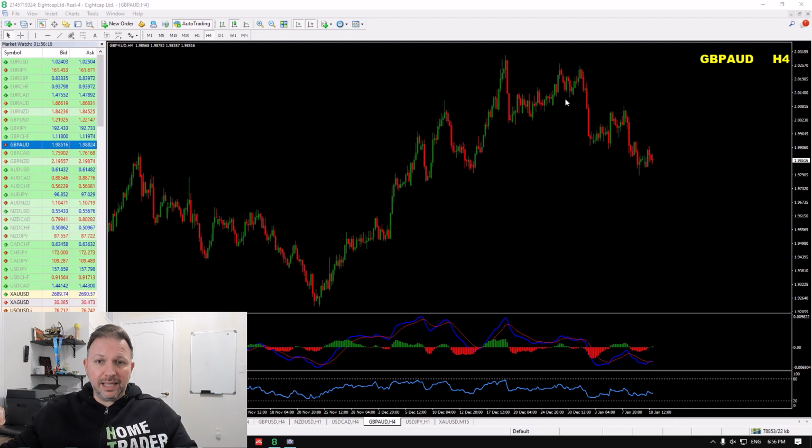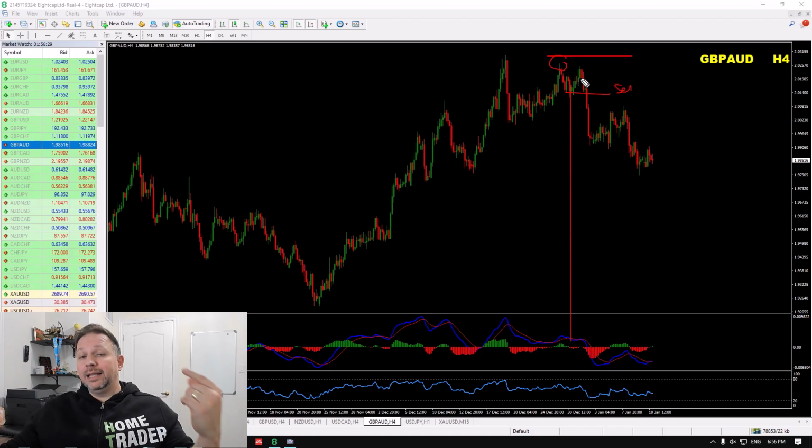So once that happens, and once this cross completes the moving average cross, that's where you would be looking to go and look to sell. We would want to protect above the recent high, and the targets that you would determine would be based on the next key levels.